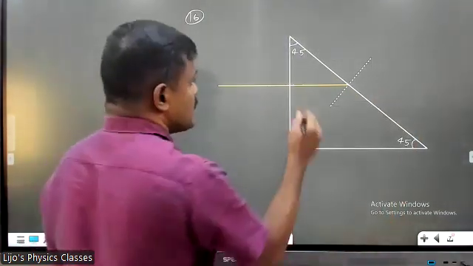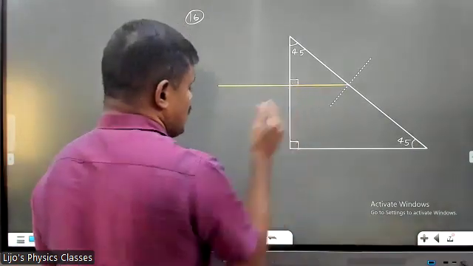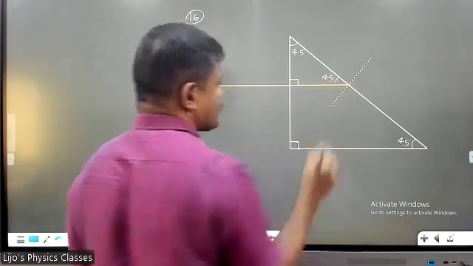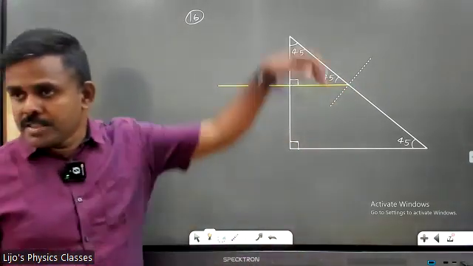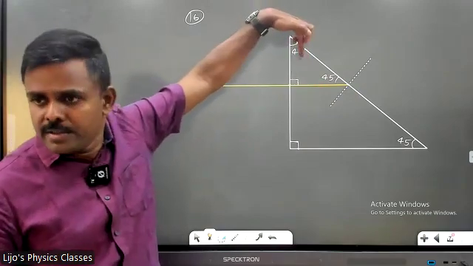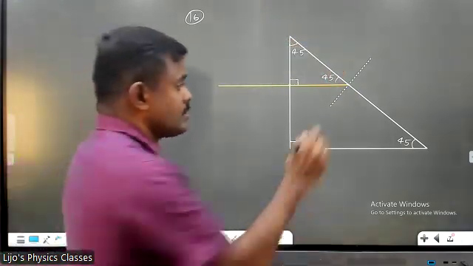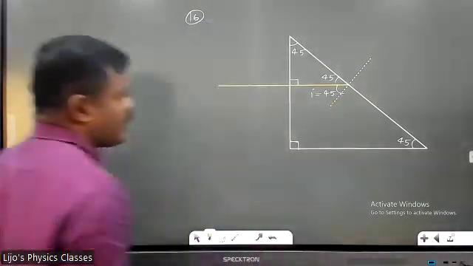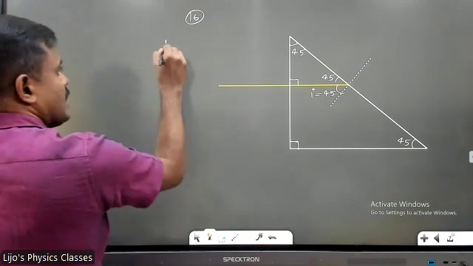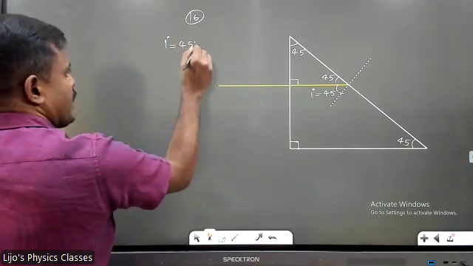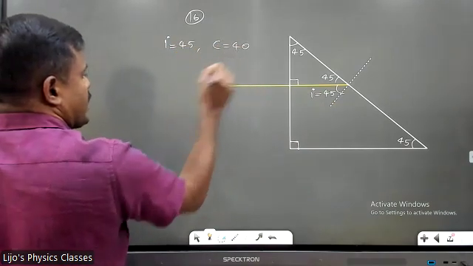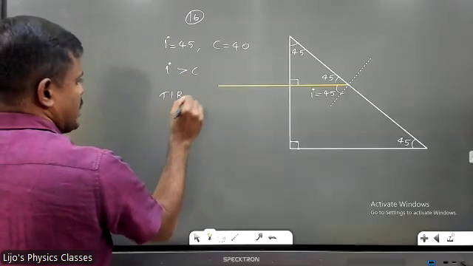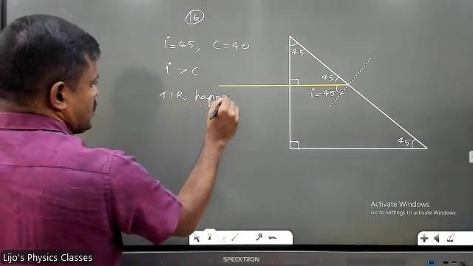So mark the angles. This is 90. This is 45 then. Correct? If this is 90, this is 45. The third angle must be 45, so this angle is also 45. This is in fact the angle of incidence, so angle of incidence equal to 45. Critical angle is equal to 40. Angle of incidence is greater than critical angle. TIR happens.